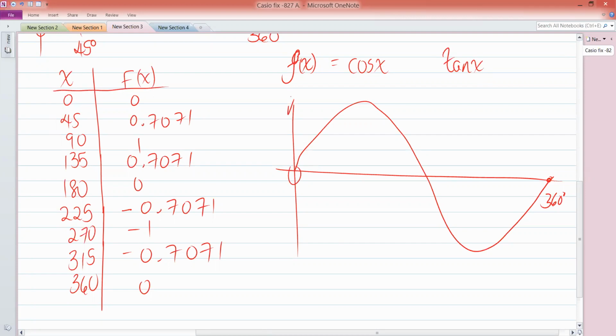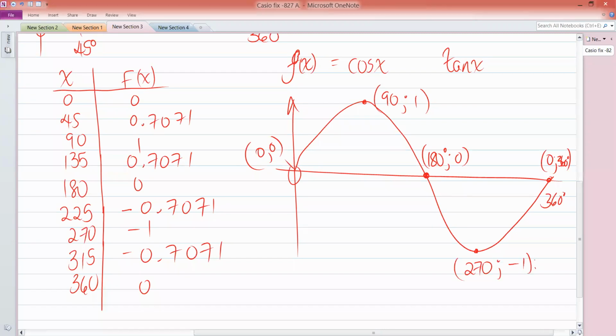Now, there are particular points that we're looking for when you're sketching. Your start point, which is 0, 0, and your end point, which is 360 degrees and 0. This point here is 180 degrees and 0. This maximum point here is 90 degrees and 1. This one is 270 degrees and negative 1.